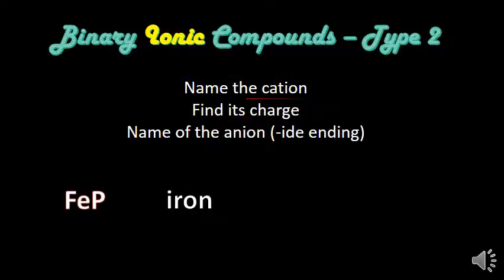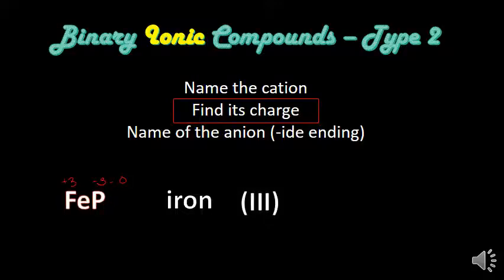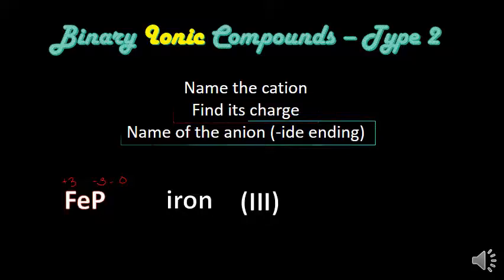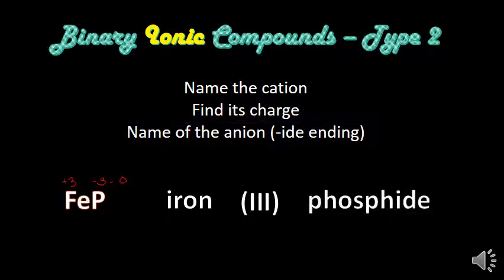Then we need to find the charge on the cation, and I'm going to go into that in detail again. But to find the charge, you have to look at the anion. So phosphorus always has a -3 charge. And because phosphorus always has a -3 charge, and we know these compounds always add up to 0, that means iron has to have a +3 charge. So iron 3, and then we're just going to name the anion, changing the ending to "ide." Phosphide, iron 3 phosphide.